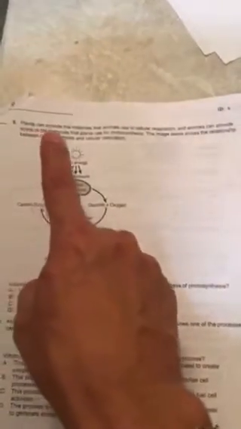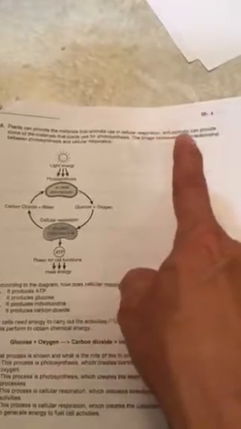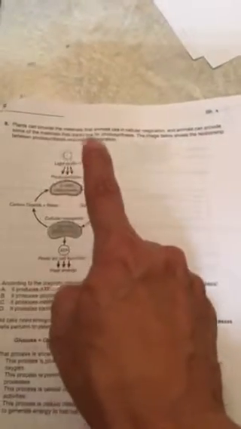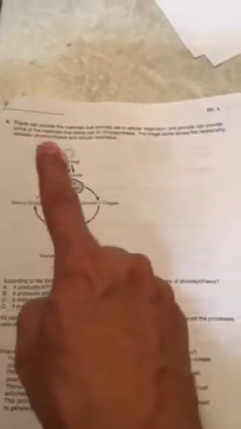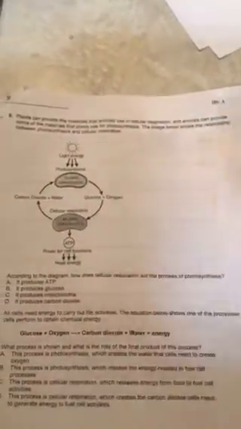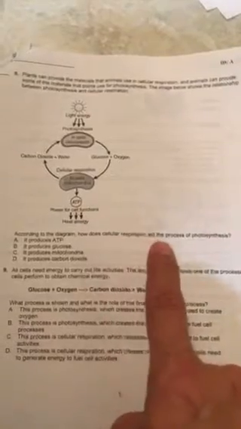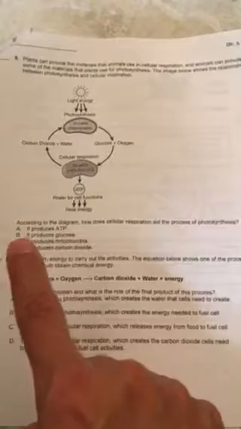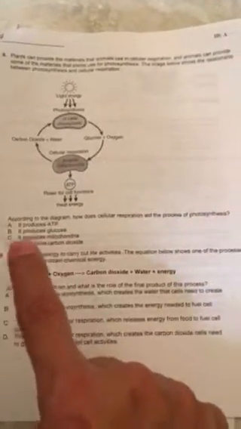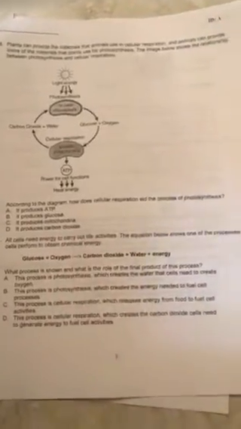8. Plants can provide the materials that animals use in cellular respiration, and animals can provide some of the materials that plants use for photosynthesis. The image below shows the relationship between photosynthesis and cellular respiration. According to the diagram, how does cellular respiration aid the process of photosynthesis? A. It produces ATP. B. It produces glucose. C. It produces mitochondria. D. It produces carbon dioxide.